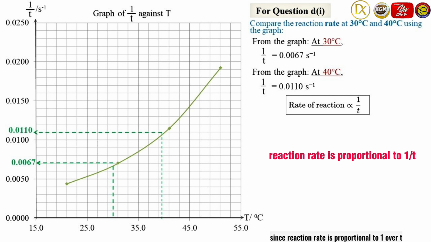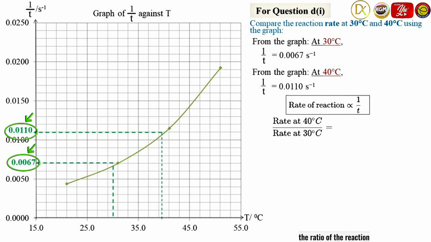Since reaction rate is proportional to 1/T, the ratio of the reaction rates can be calculated by dividing the two values.